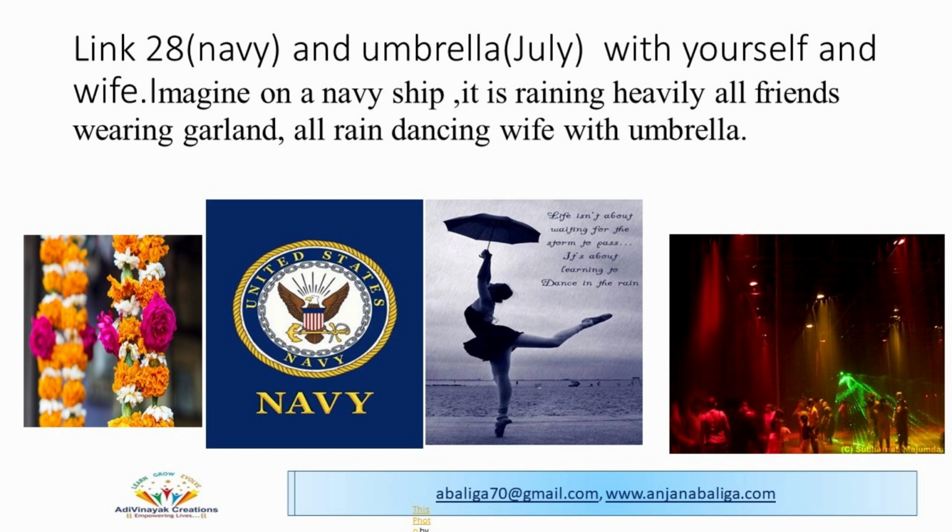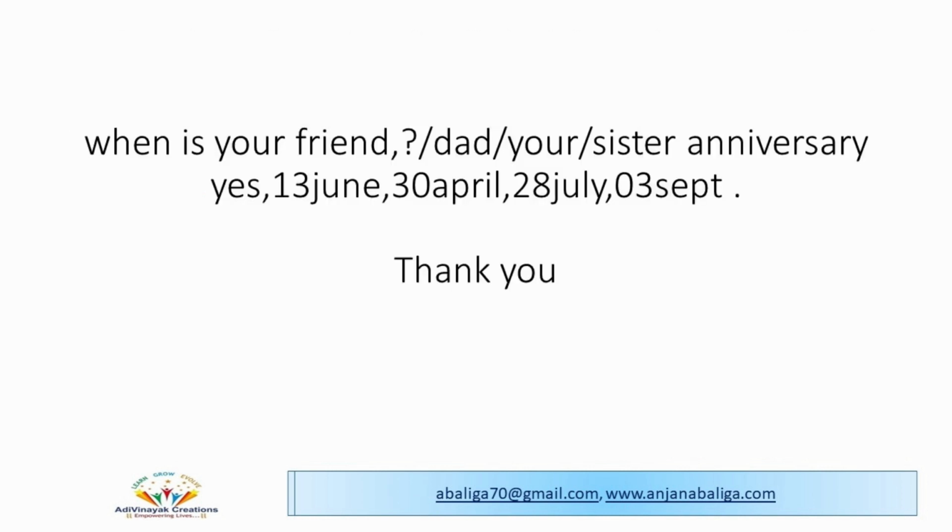So when you say umbrella, you remember the month July, and your wife means that it is your anniversary, and everybody wearing garlands on the ship and dancing in the rain gives you that your anniversary is on 28th of July. So in this way you can create your own images. If the date was 27, you can imagine that you are getting a big necklace for the neck of your wife on a navy ship in the rainy season. So similar vivid pictures can help you recollect the anniversaries of your friends, relatives, your father, your parents.